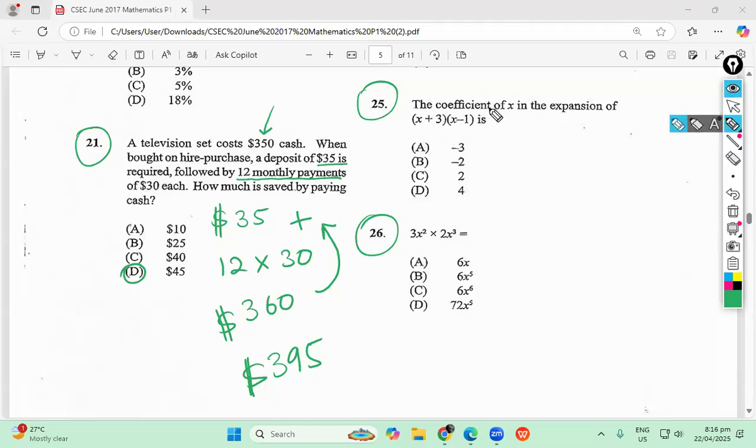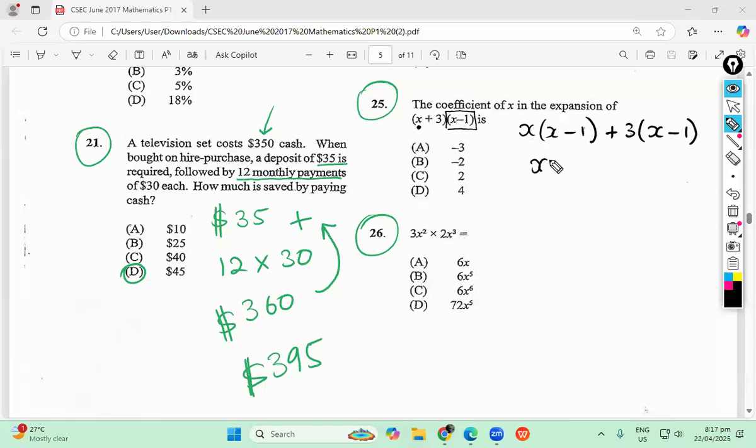This one here, the coefficient just means the value touching x. I don't know if you all remember how to multiply this out. What you're going to do is take the second pair of brackets and multiply it by the first value, and then repeat with the second value. So you're going to take x and multiply it by x minus 1, and then take the positive 3 and also multiply it by the x minus 1.